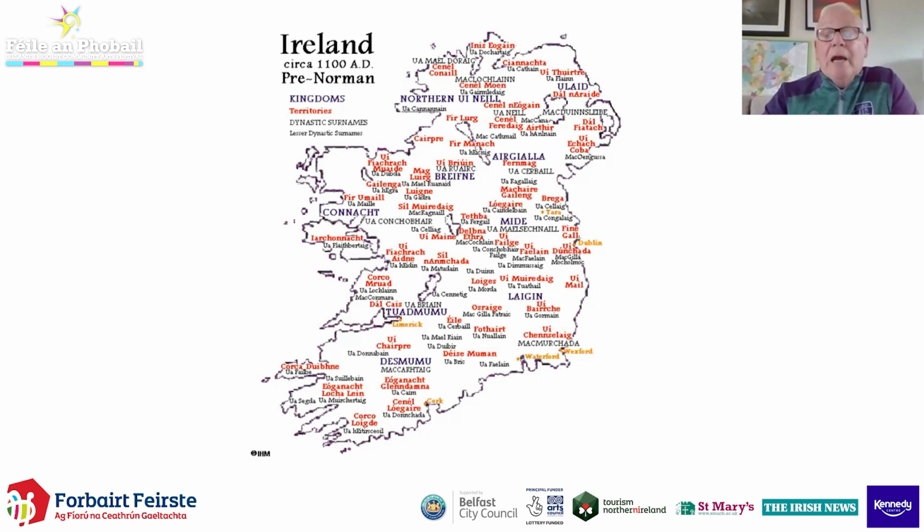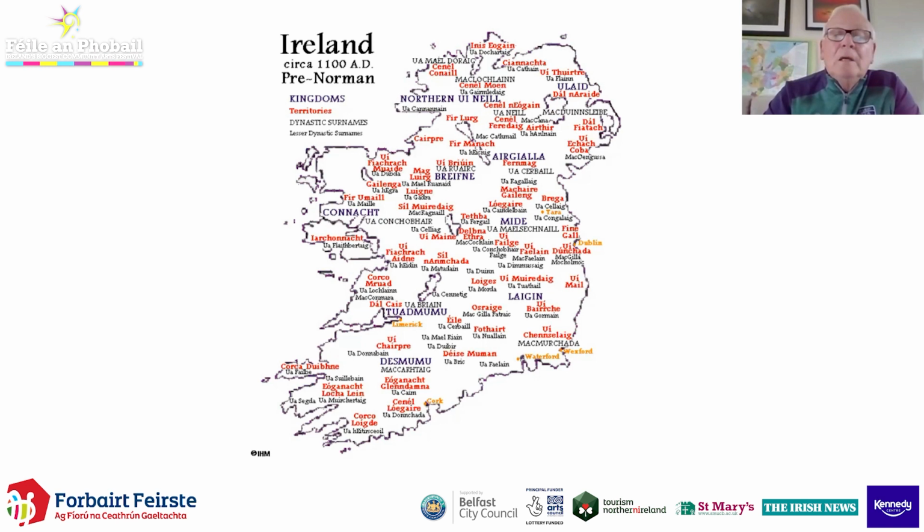And there is how Ireland stood before the arrival of the Normans. We can see that Dublin, Wexford, Waterford, and Limerick are still Viking territories, but then we have the dynastic surnames. So anyone who claims to be pure Irish, which is a total nonsense, they need to find themselves somewhere on that map, in the McCarthys, the O'Briens, the O'Dwyers, the MacMurroughs, and so on.